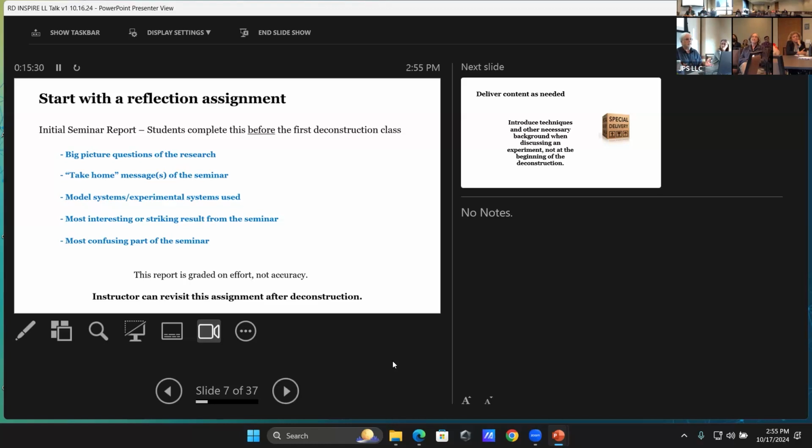But it provides the student with an opportunity to think about what they got out of the seminar. It also provides us as instructors an opportunity to see what the students are getting and where they might need the most help. And then, and this is something that came out of this project, we now actually have the students do this assignment again at the end of the deconstruction to reflect and see how much they've learned.